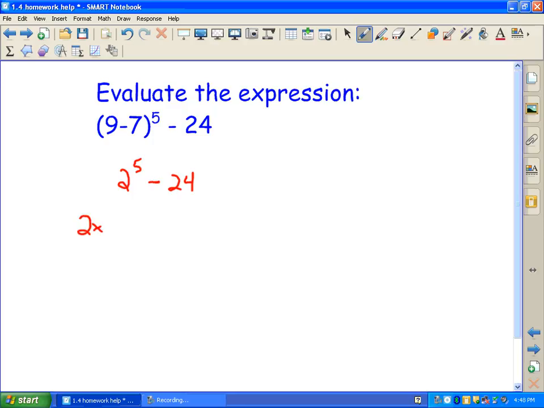So I'm going to evaluate this. I'm going to do 2 times 2 times 2 times 2 times 2, and then I'll subtract 24 from that answer. So 2 times 2 is 4, times 2 is 8, times 2 is 16, times 2 is 32. So I'm now looking at 32 minus 24, and 32 minus 24 is 8. And so just following my order of operations, remembering that exponents come second, I can simplify this expression, evaluate it, and I can find that my answer is 8.